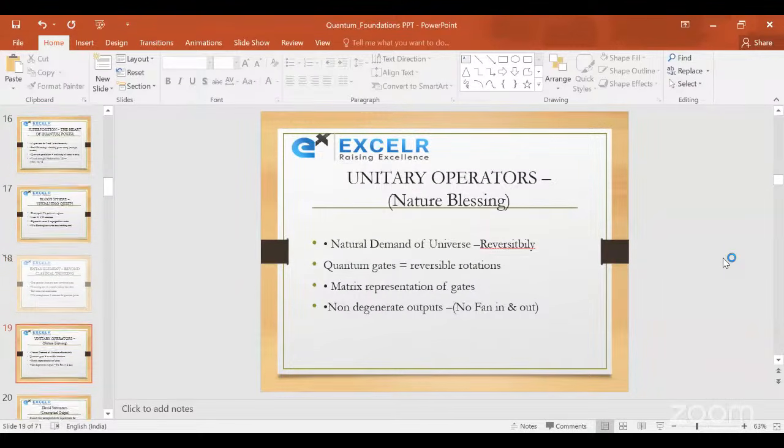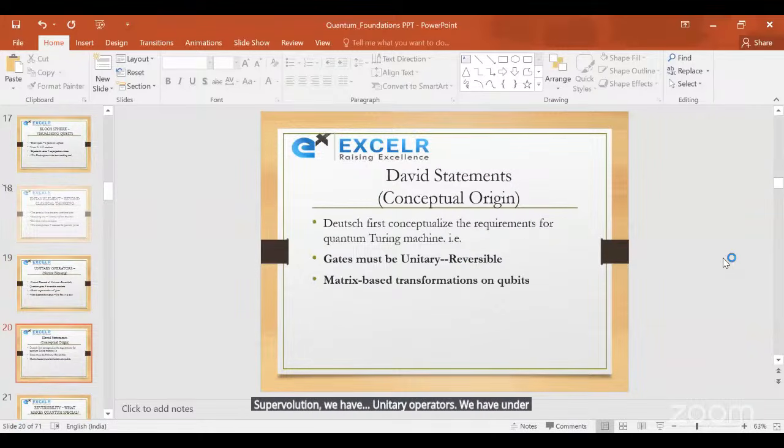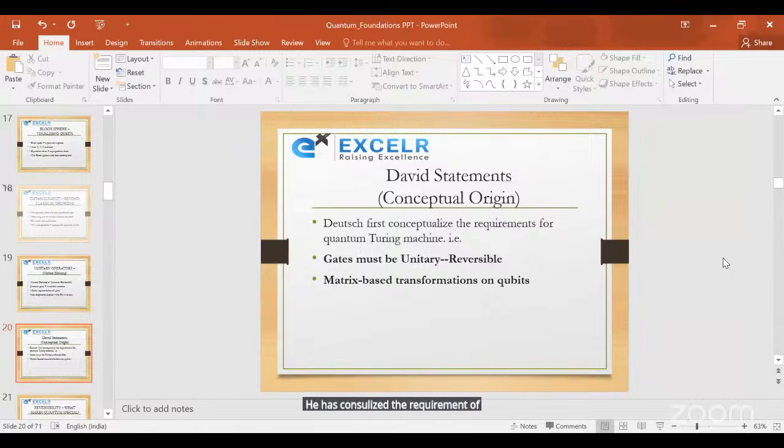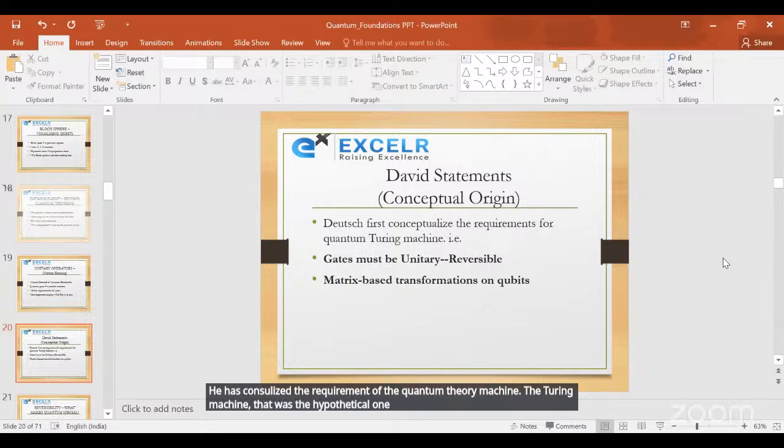Superposition, we have unitary operators. We have understood. Okay. So David, there was a David. We are going to study this algorithm, but before the algorithm, he had already said something. He conceptualized the requirement of the quantum Turing machine. The Turing machine was hypothetical. There was a classical Turing machine, and now there is a quantum Turing machine, conceptualized by David.